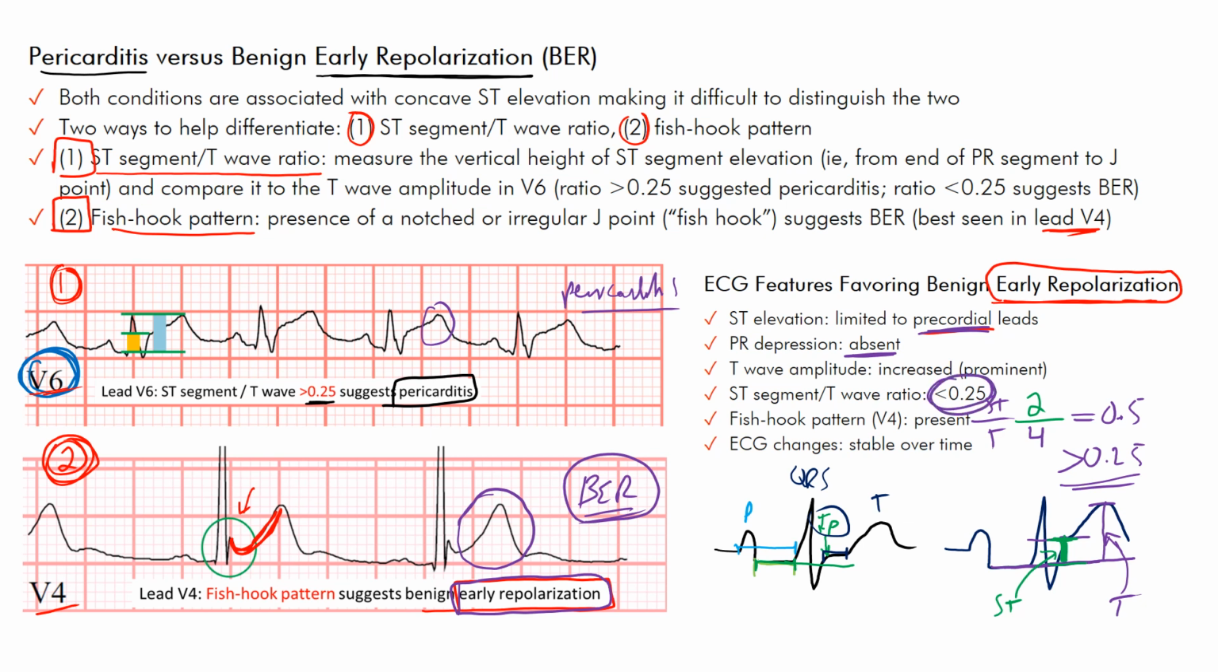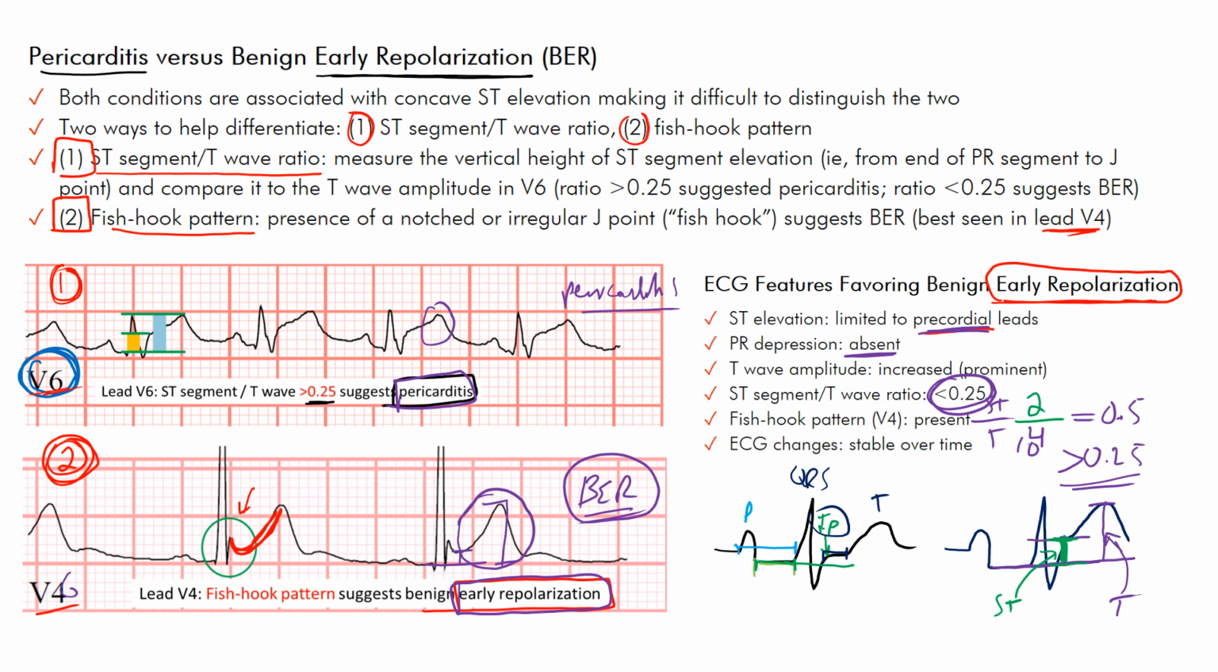That's the one we discussed up here for differentiating the two with pericarditis. So if it's less than 0.25, say it was 2/10, so you had 2/10 small boxes, which may make sense. Look, if you look at this one here, imagine this is lead V6, you can see that it's clearly less than 0.25, that ratio, the ST segment to T wave ratio.